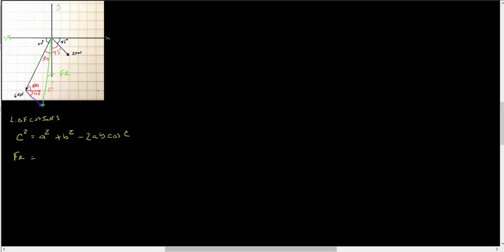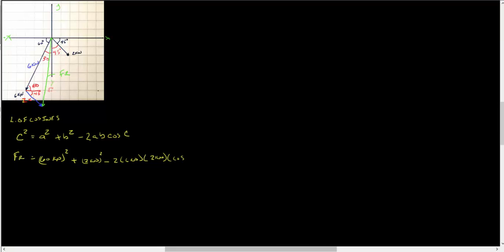Then I'm going to say that a squared is my 6 kilonewton side. So I'll write it over here so it helps us a little bit: 6 kilonewtons. And then over here, this is going to be our 2 kilonewton side. So I can say, okay, a squared then is going to be 6 kilonewtons squared plus 2 kilonewtons squared minus 2 times 6 kilonewtons times 2 kilonewtons times the cosine of the angle.